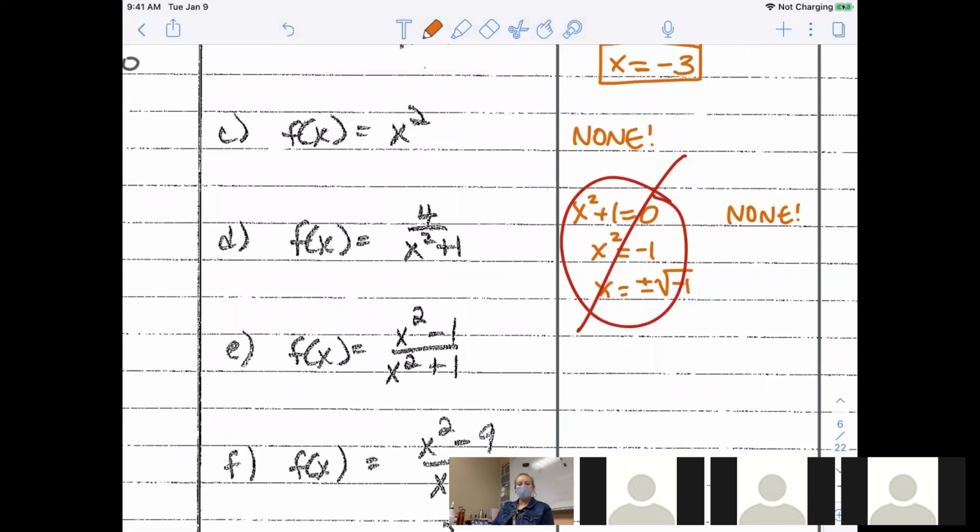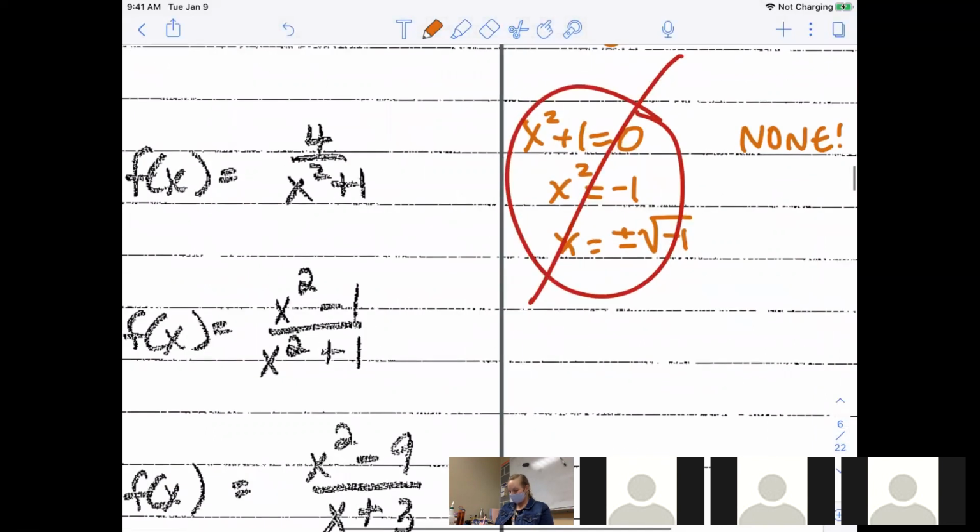All right, what about letter E? What do you notice about E? It doesn't get to cancel out because it's a -1 on top and a +1 on bottom. What else do we notice about E? It's the same as the last problem. Do I even need to do any of that work out? No, I'm just going to write none. I know that there's not going to be a vertical asymptote.